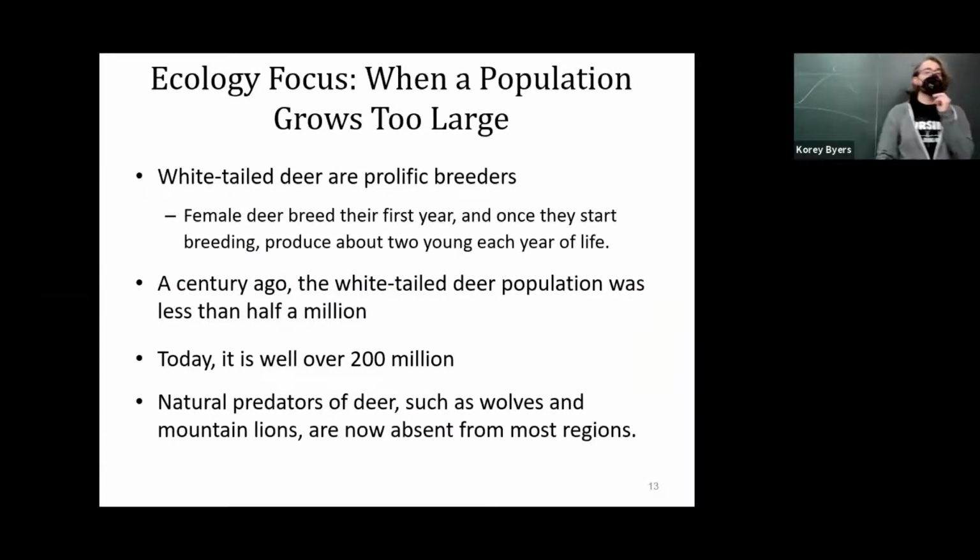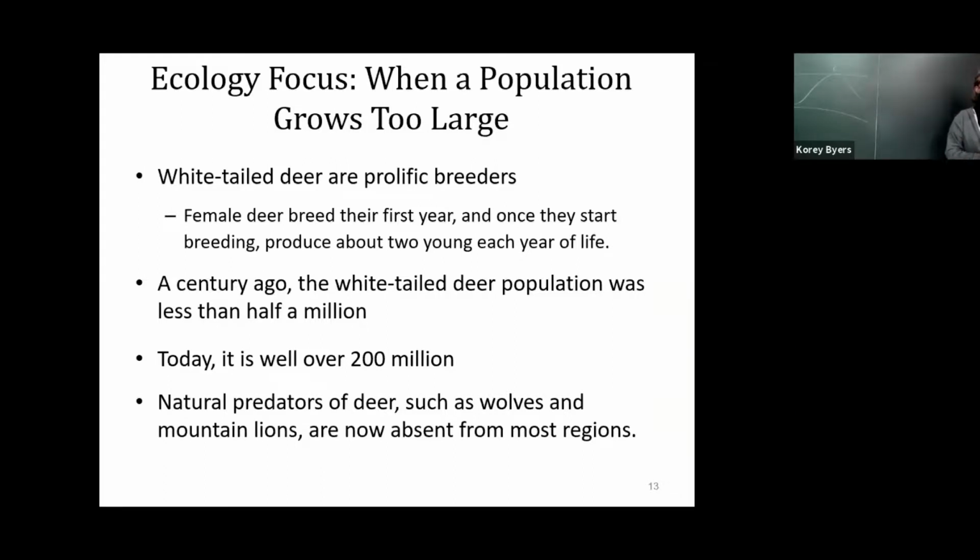Another big example, the book likes to use New York as an example, but I like to use our own backyard, are the white-tailed deer. White-tailed deer are prolific breeders. Their populations can grow very quickly. And so after they're born, females can begin to breed their first year, which you might not always consider. They think they take time to grow and time to reach that reproductive age. But once they start breeding, they produce around, on average, 2 young each year of life. That doesn't mean every single one produces 2 young, but on average, that's what they produce.